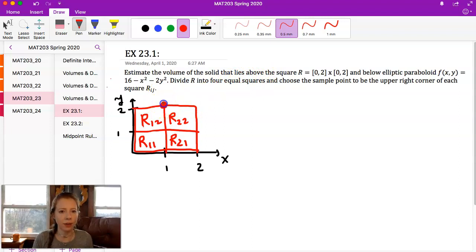So we're going to sample at 1,2 for R1,2. We're going to sample at 2,2 for R2,2. We're going to sample at, oh, sorry, that's the wrong corner. Got distracted. We're going to sample at 1,1. And we're going to sample at 2,1.